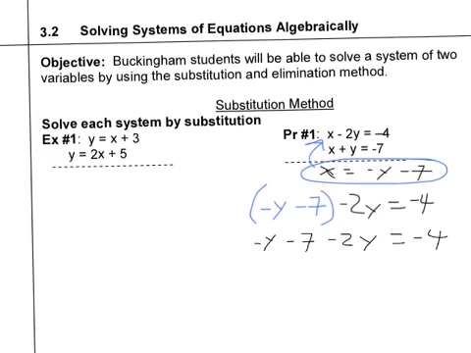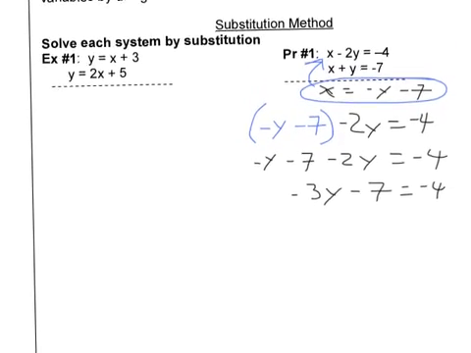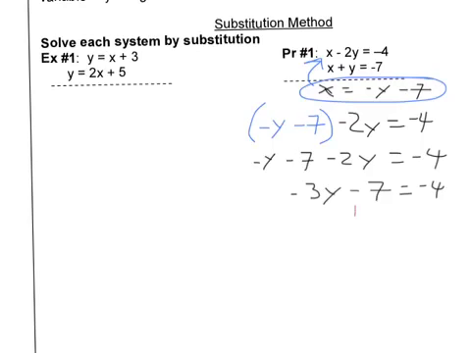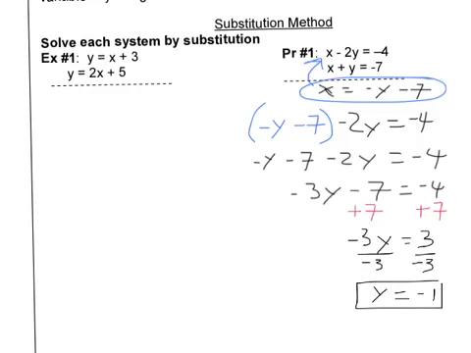Combine my like terms, so I have a negative 3y, negative 7 equals negative 4. I'm going to add 7 to both sides. And so I get negative 3y equals 3. Divide both sides by negative 3, and you get y equals negative 1.